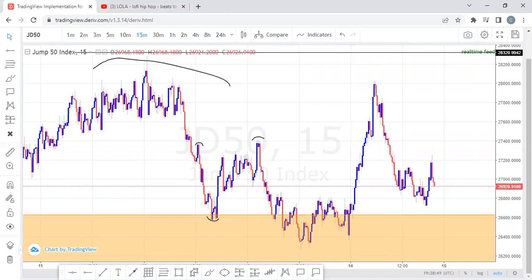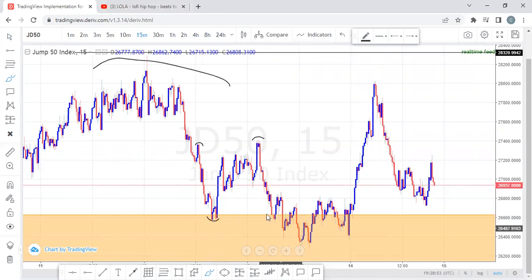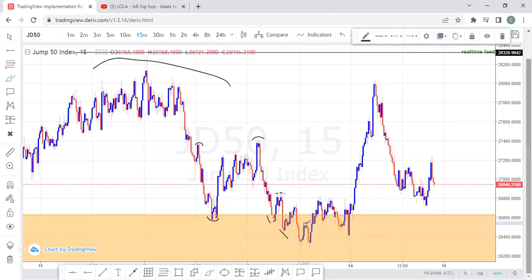We're looking at the structure of the market. We saw a lower high, and then we saw a lower low here. This was lower than this low. We had another lower high here, and a lower low. We had a lower high, low, and a lower low here. Let me zoom in so you can see this clearly.